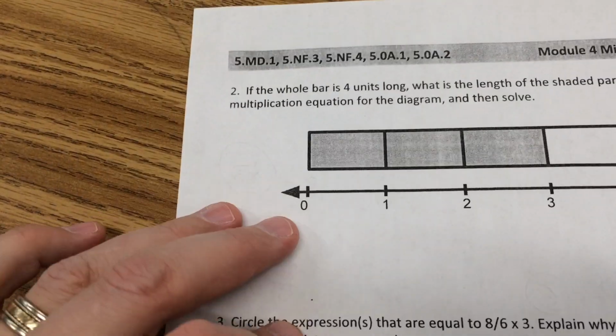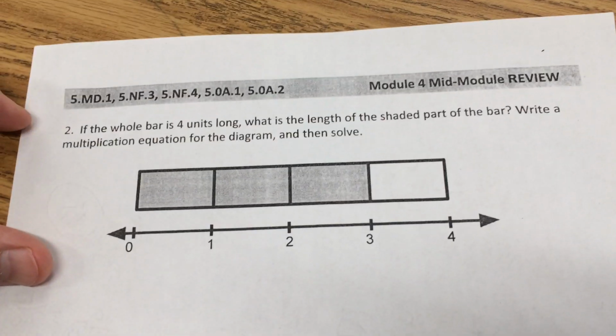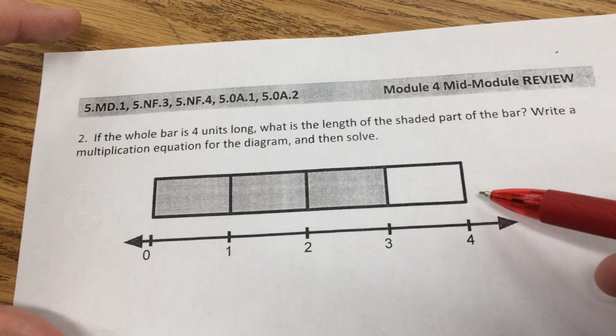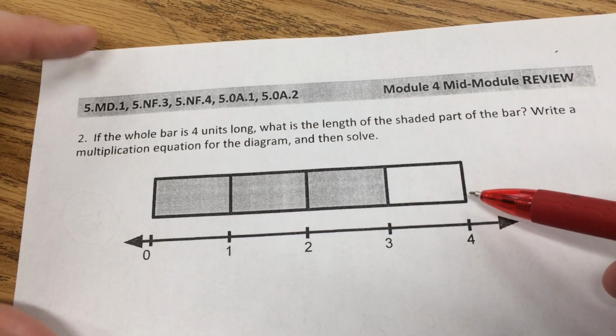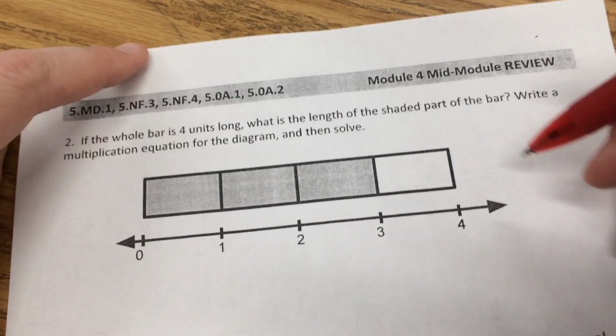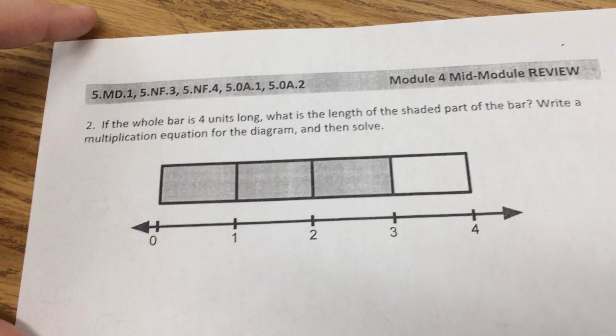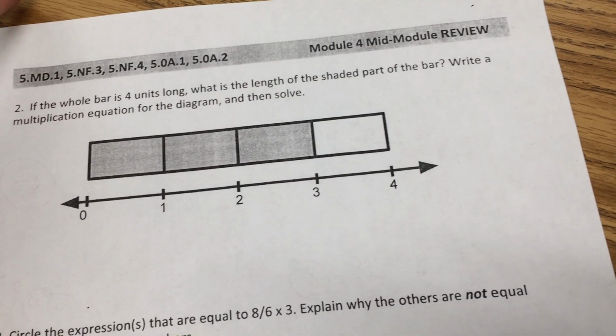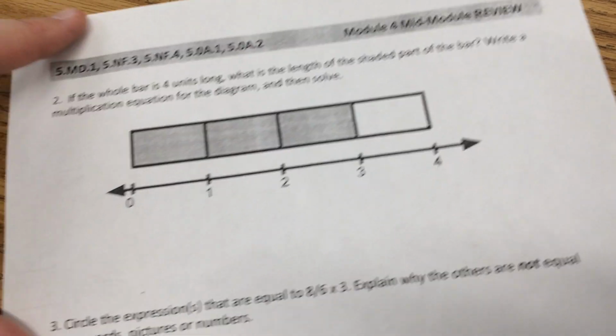Looking over on the back, if the whole bar is 4 units long, which it looks like it is, what is the length of the shaded part? And I'm kind of laughing because this is almost too easy. It's just too easy. But here's the thing. We need to know the process. Write a multiplication equation for the diagram and then solve.